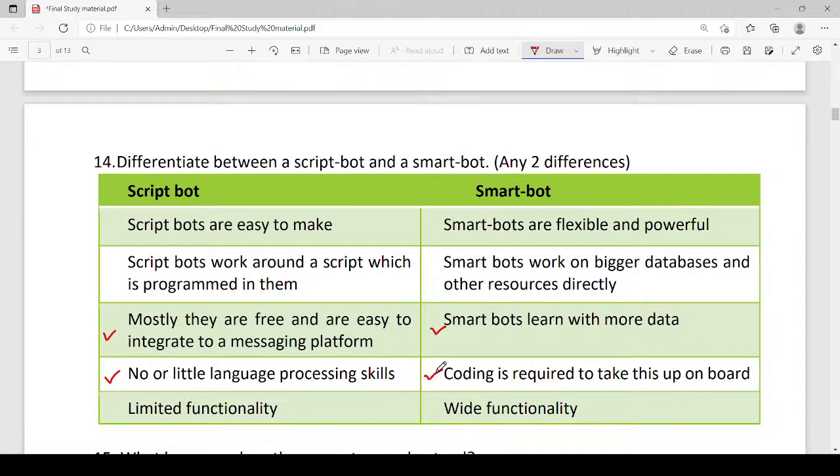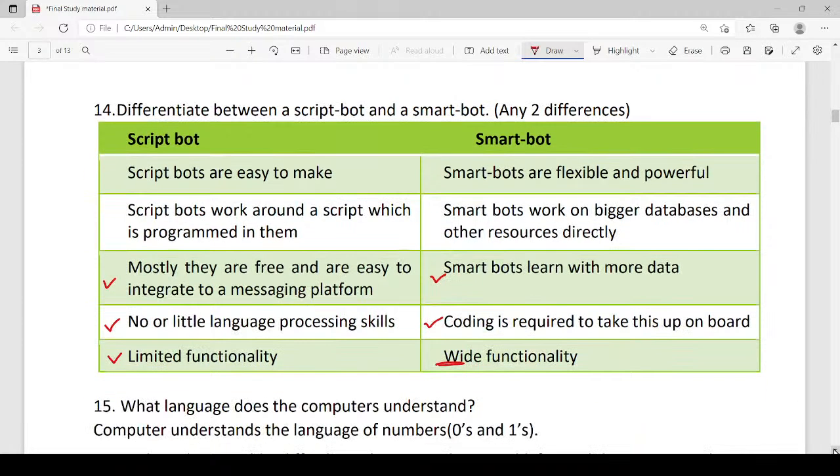But to develop a smartbot, you need to be good in coding. You'll have to program it, make sure it is checking on the data and constantly learning from it. Now, scriptbot has a very limited functionality, but your smartbot has a wide functionality. Got it? So students, when we see all these questions, this may turn out to be a 1 marker, 2 marker or 4 marker, but we need to be thorough with all this portion. Okay? Now let's move on to the next question.